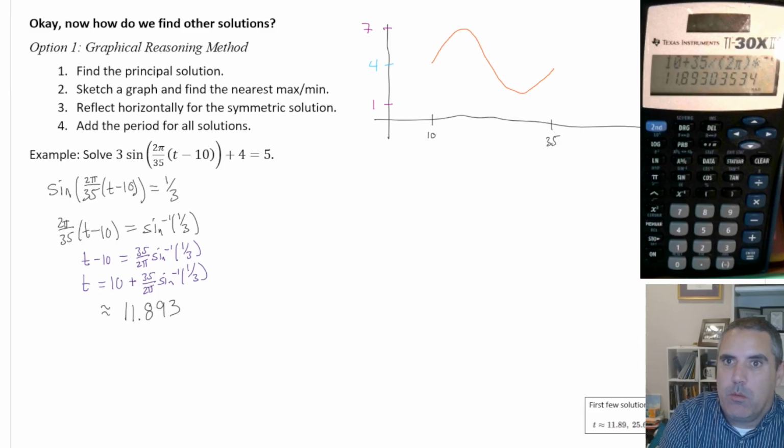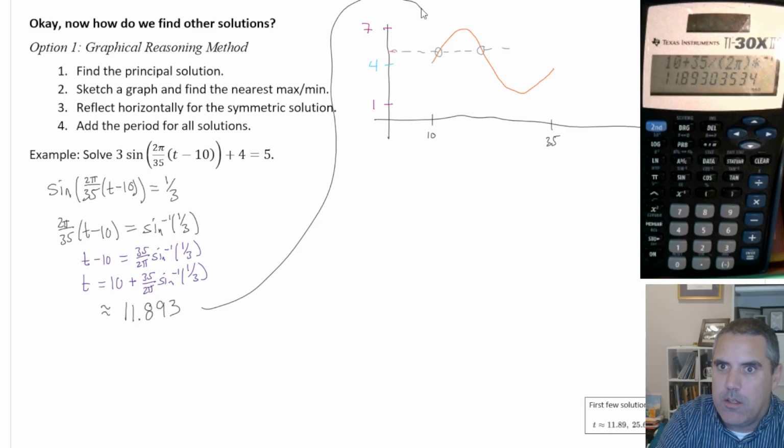Now the question was asking when y was 5. Sounds like my age, but no, I'm definitely not 5. So we're going to find these two solutions. The solution we just found is the one closest to where we started. So if we use a little bit of symmetry, we'll be done.